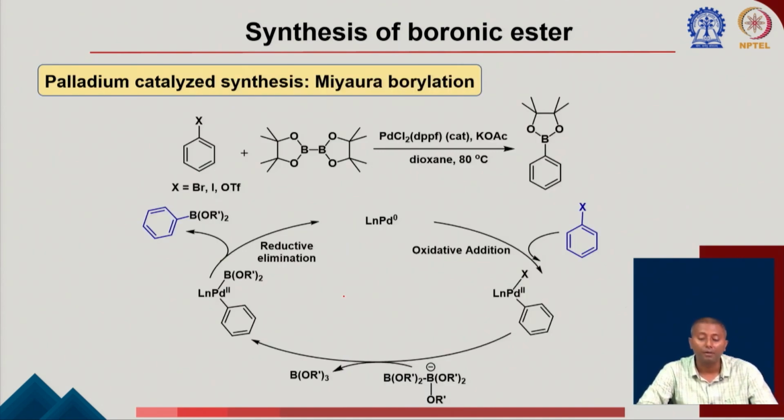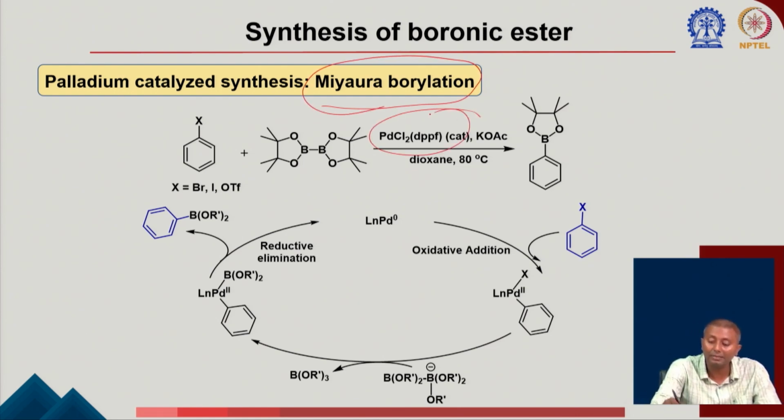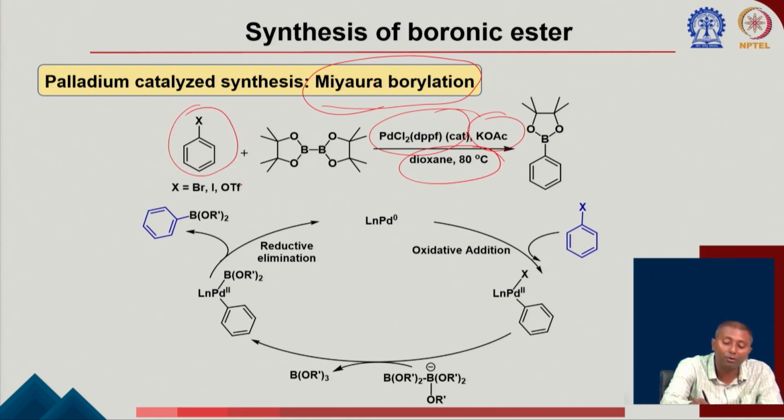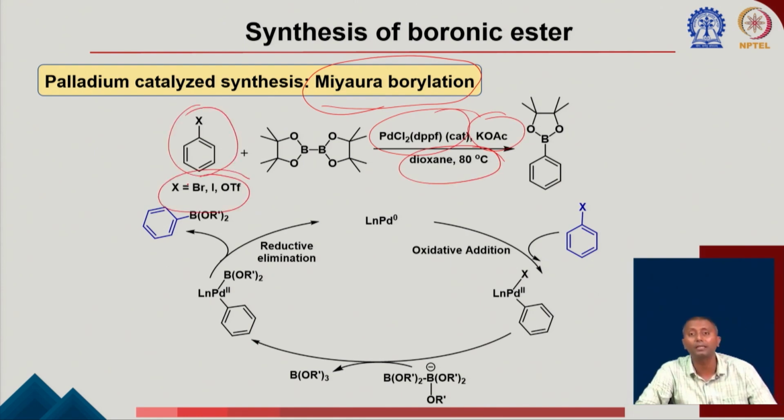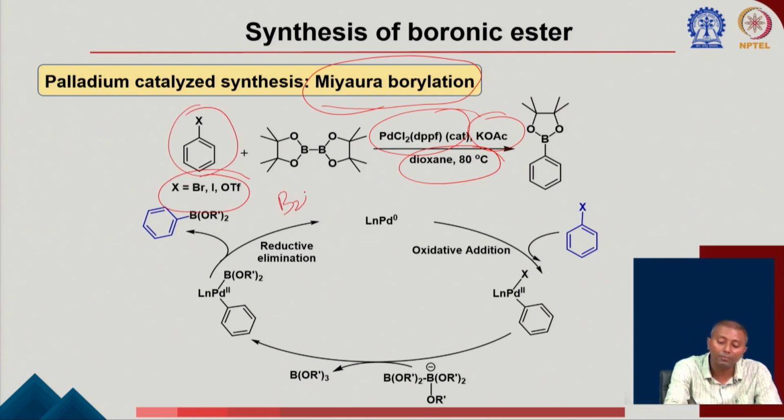Then there is another important reaction I should definitely discuss, which was discovered around the 1990s, called the Miyaura borylation. This is a palladium metal catalyzed reaction, with potassium acetate and dioxane as a solvent. If you start with the aryl bromide or aryl iodide or triflate, that is your starting material, and then you are using this compound called B2PIN2. You can say B2PIN2 or you can write it this way.